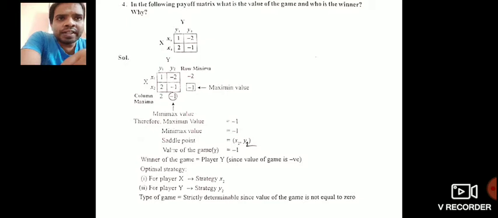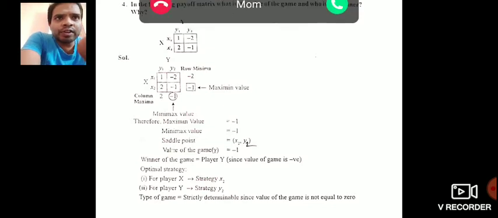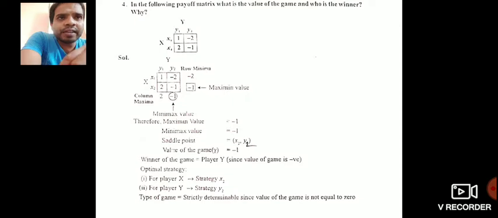Now tell me the intersection of the maximin value and minimax value at the cell x2 y2, that is -1. The value of the game here is -1, so it is negative. What does it indicate? In this game the winner is player y, because we are getting the value of the game in negative terms, that indicates player y is the winner.